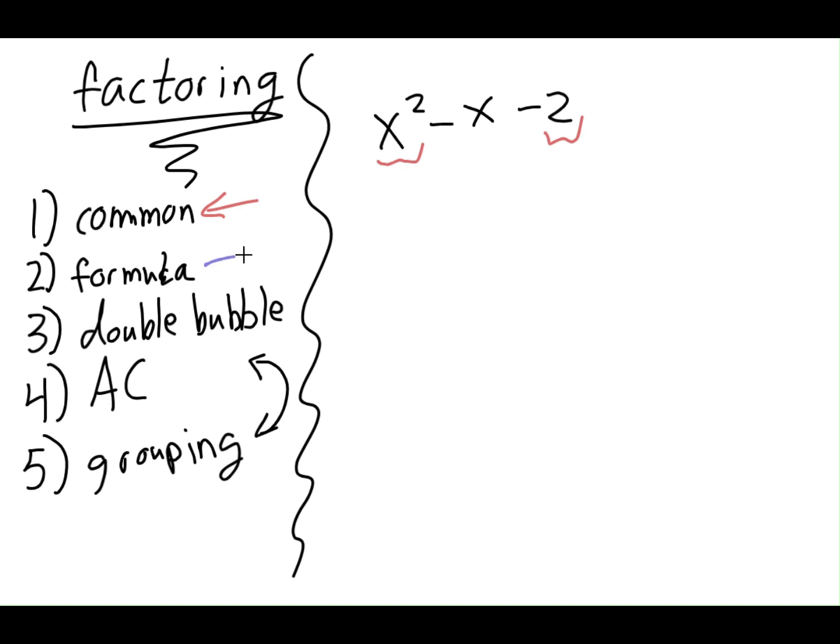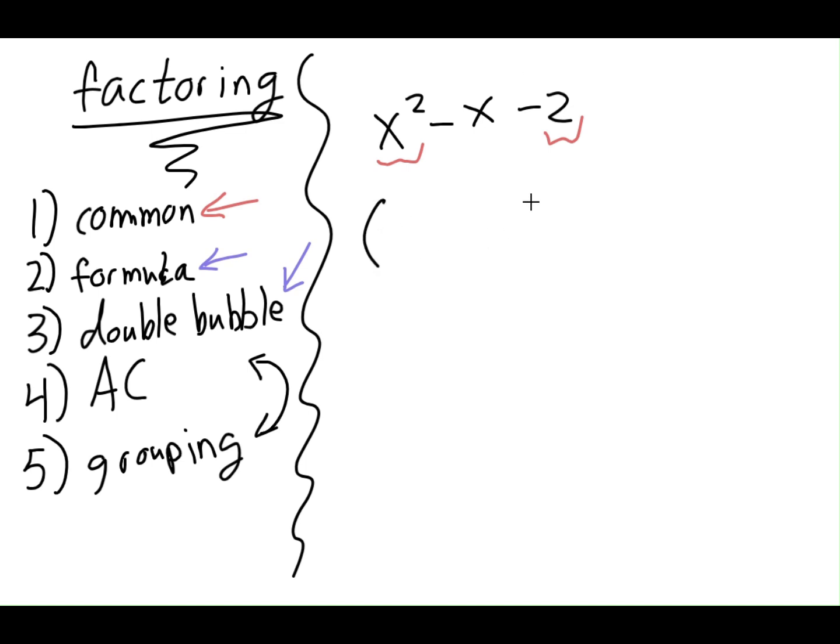The next step we look at is a formula. Well, I think the only one we can really talk about right now is the difference of two squares, and this is not the difference of two squares. We will talk about that in a moment, but this is not just taking something squared minus something squared. So that brings us to double bubble, which I think we expected because this is a typical factoring problem. So we're going to end up with double bubble.